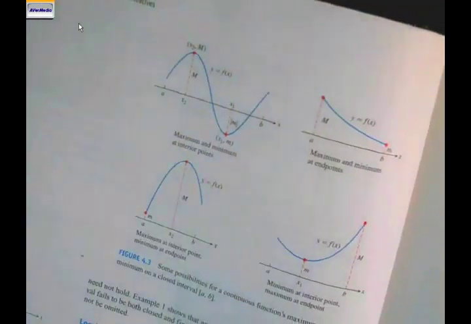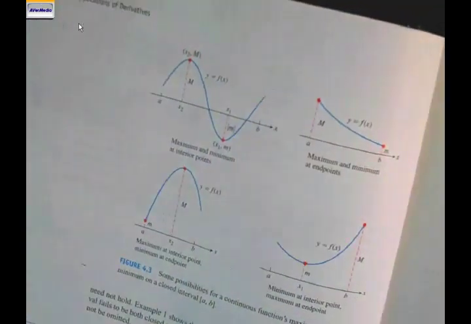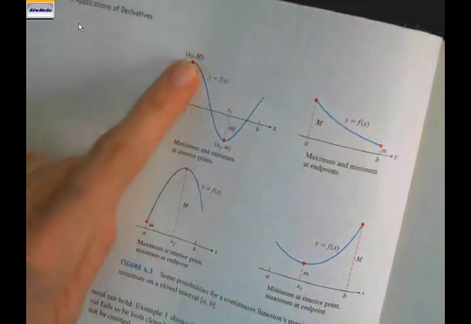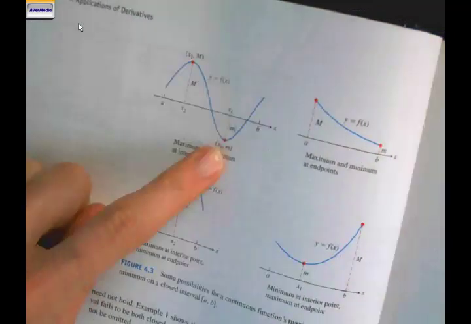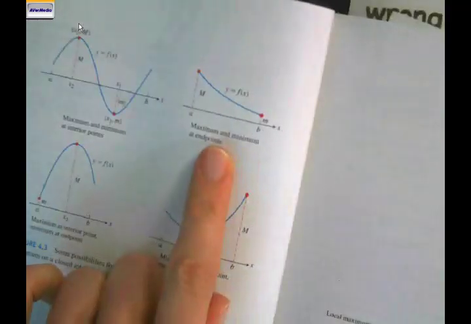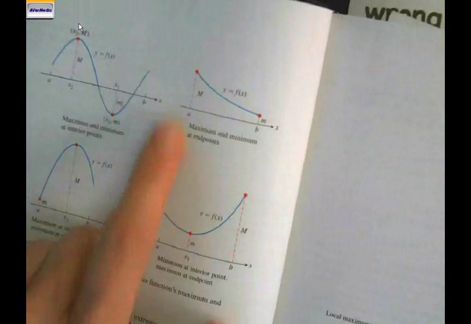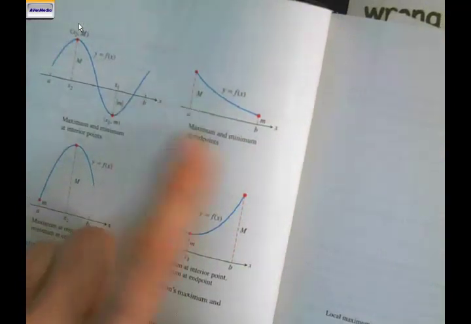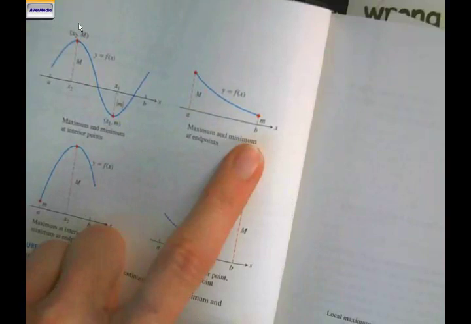And it's also talking about maximums and minimums. So in this case, it shows a maximum at x2 and a minimum at x1. This one is limiting the graph such that it has an absolute max at the left side here at A and an absolute min at B. So these are local and absolute maxes and mins.